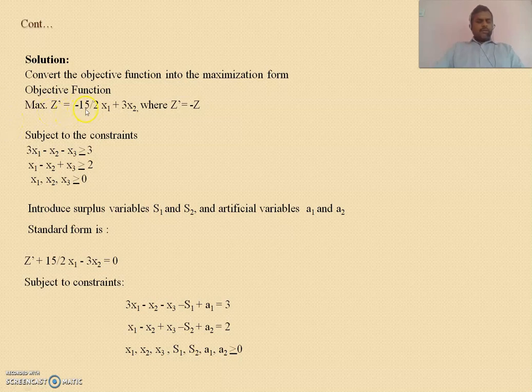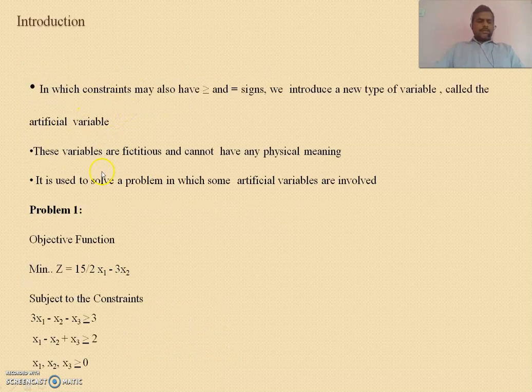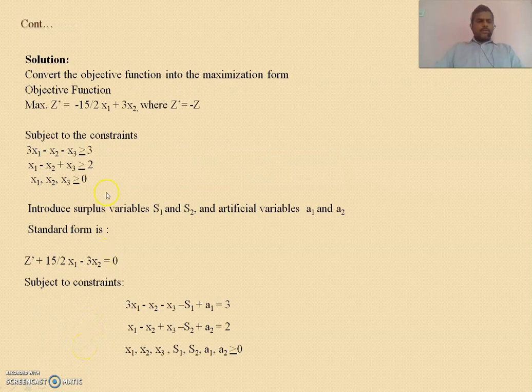Maximize z dash equal to minus 15 by 2 x1 plus 3 x2. This is converted into maximization form, that is objective function, and these are the constraints. Constraints here are greater than or equal to. Here constraints are same, subject to the constraints.